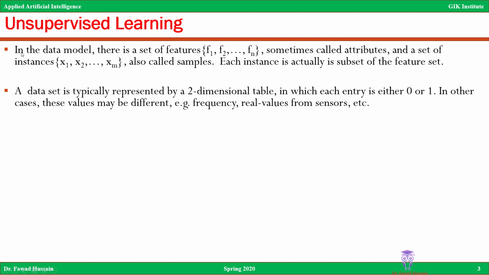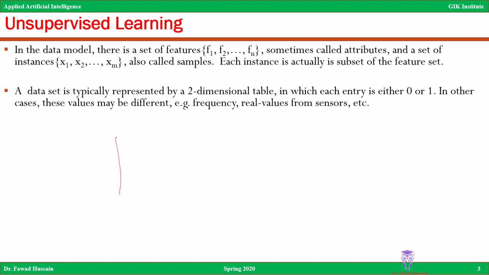So suppose we have a set of data. Mostly in machine learning, the data is usually represented in the form of a matrix. In this data model, there is a set of features f1 through fn, which are also sometimes called attributes, and a set of instances, also called samples, x1 through xm, and each instance is actually a subset of the feature set. So every instance or every sample is an occurrence of these features.